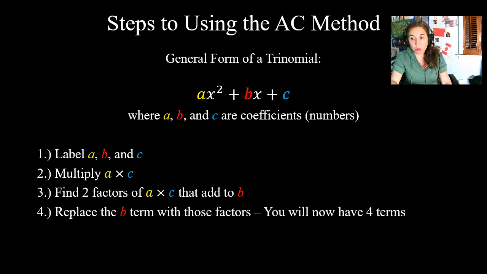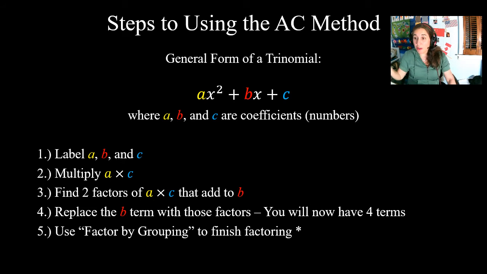So now we'll have a 4-term polynomial, and we know that when we have 4 terms in a polynomial, what factoring method do we use? We use factor by grouping, okay? So we're basically going to take this trinomial and turn it into a 4-term polynomial so that we can use factor by grouping, because we know how to do that now. And we're going to use factor by grouping to finish factoring.